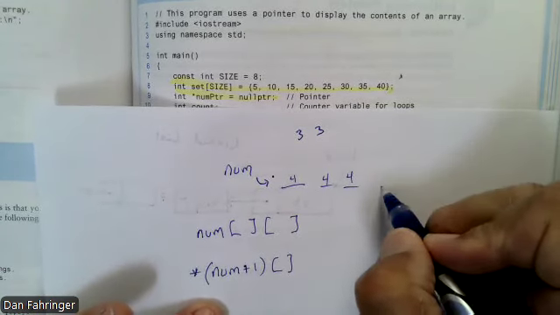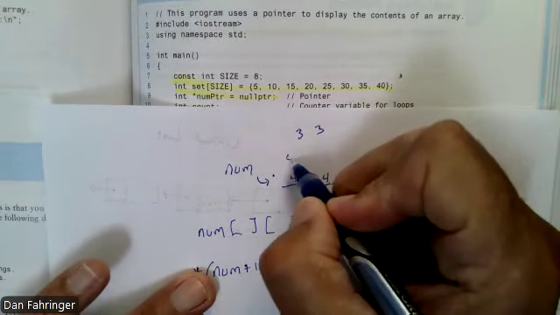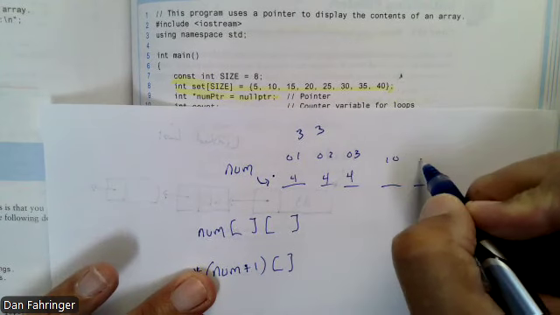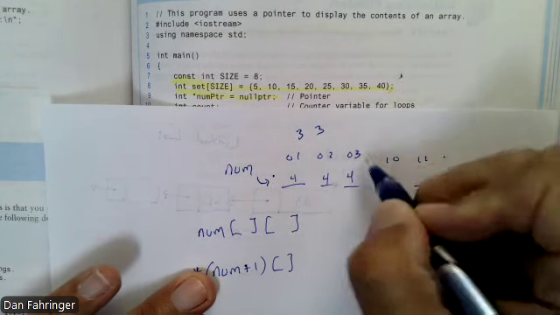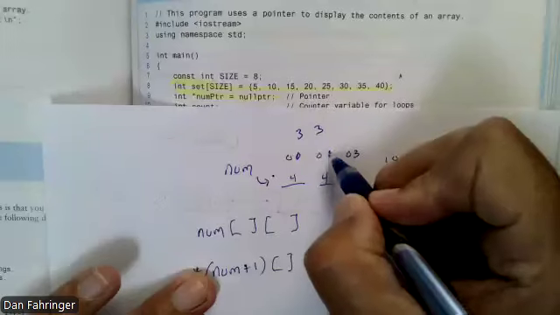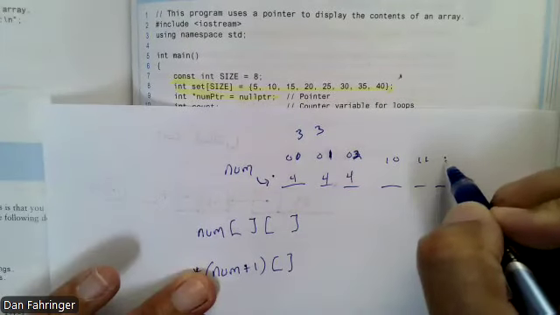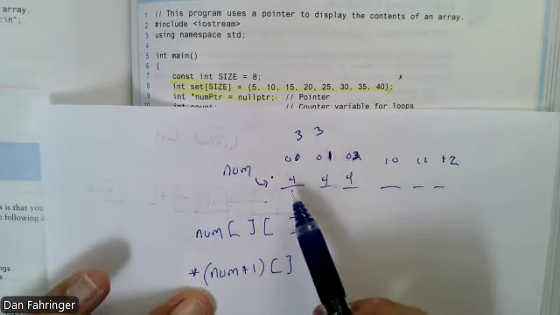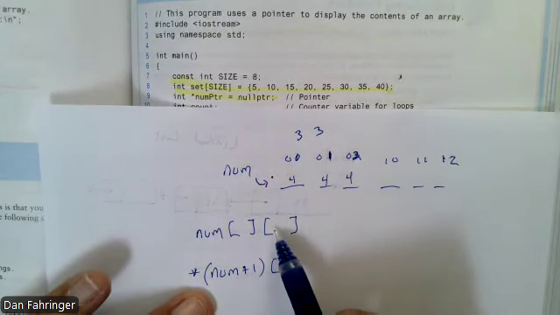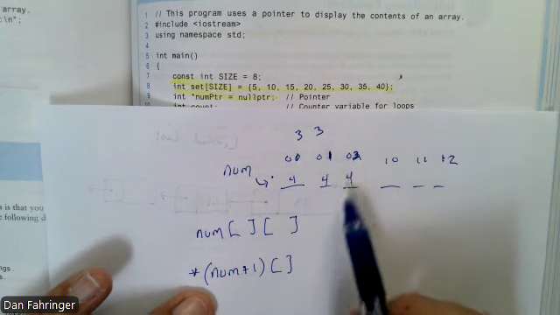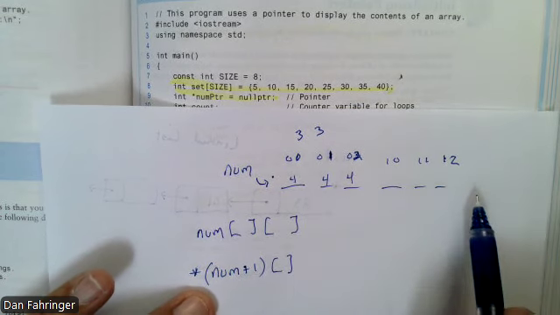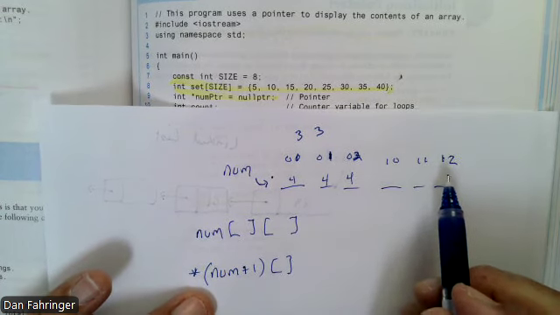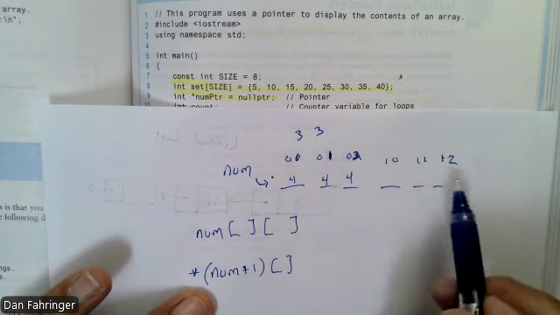So this would be 4. So this would be 0,1, 0,2, 0,3, 1,0, 1,1. 0,0, 0,1, 0,2, and then 1,2. So I would have to figure out a way, if I have two subscripts, how do I multiply them to move out locations? Because it's still going to be linearly stored, the two-dimensional array. It would just be how I jump to it.